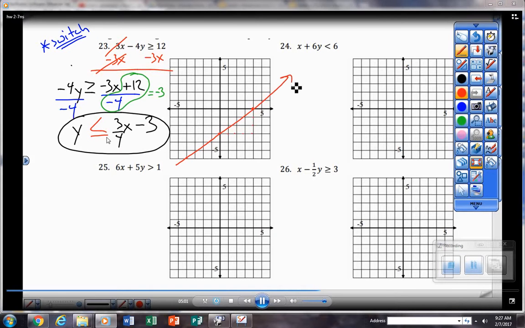Solid line because of the inequality. Less than because I switched it. It is going down. All those points in there are solutions to this inequality. You could check by plugging in the original or the one you solved for.